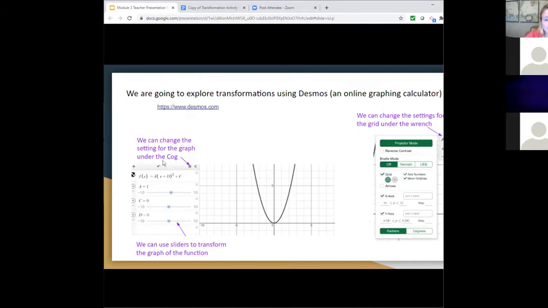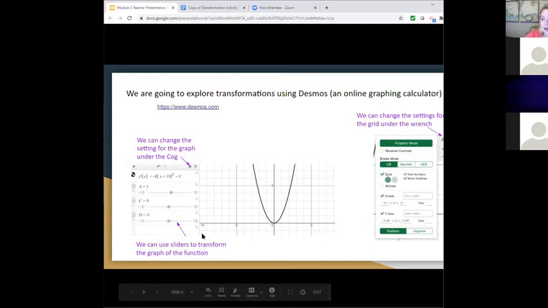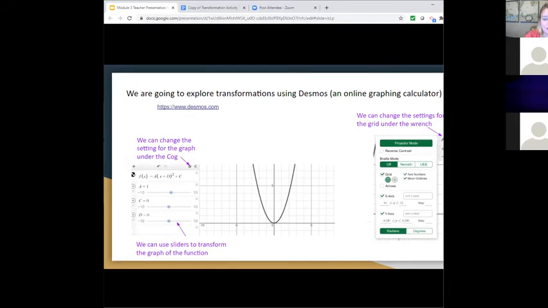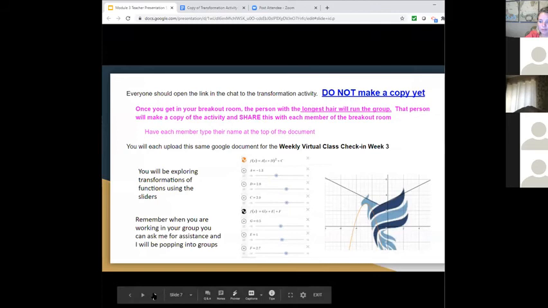We can change the settings for the graph under the little cog. If you needed to change any of those things, you're going to be using something called sliders. You're going to have some instructions given on a Google document, and you're going to be sharing that Google document with a couple of your classmates. So you're going to be in a breakout room. In that breakout room, I had a question.